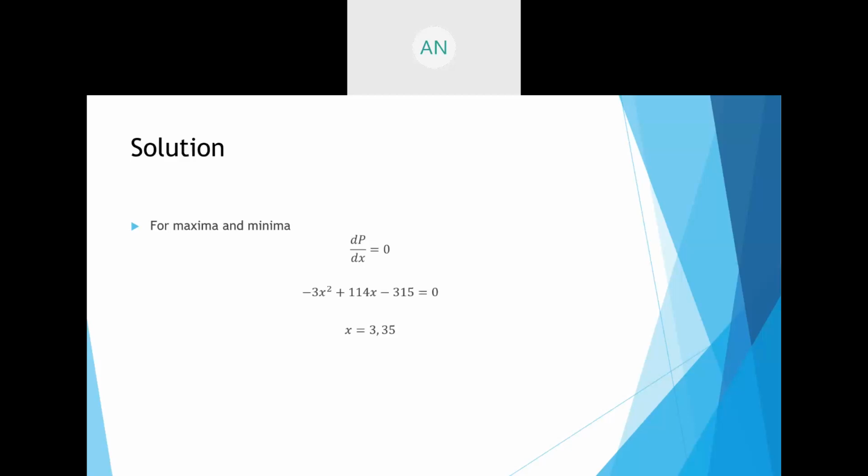Now we want to find out whether it is maxima at these points or whether it is minima. We want to find out the nature of these points. For that, we have to use the sufficient condition. What is the sufficient condition? We find the second derivative of the function and then put these values of x in it and check whether they are positive or negative. That is exactly what we are going to do.